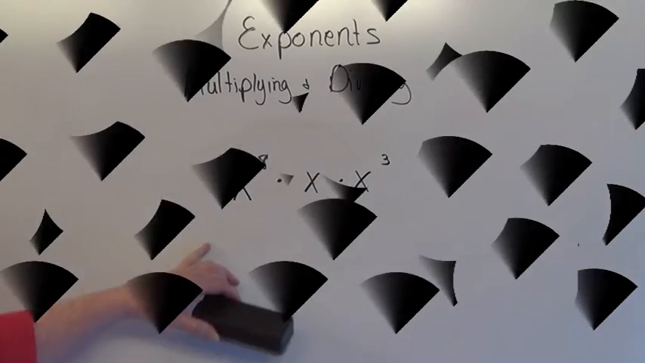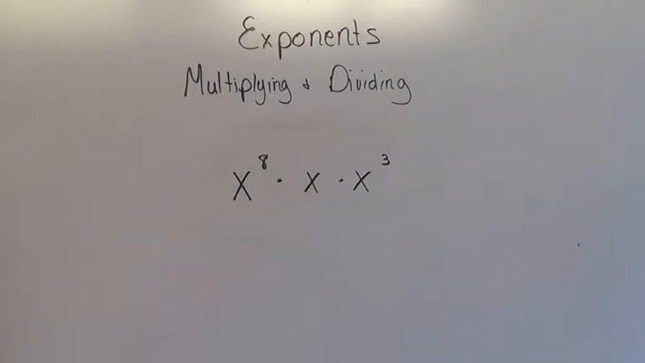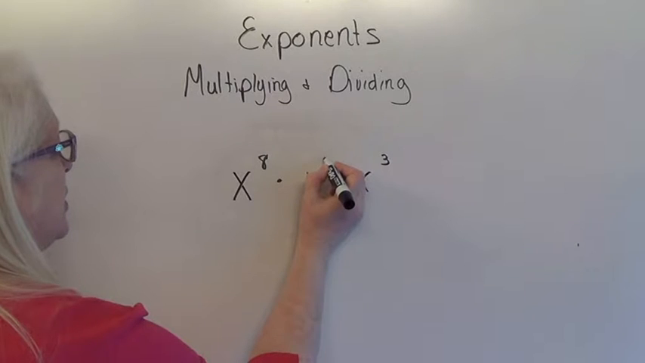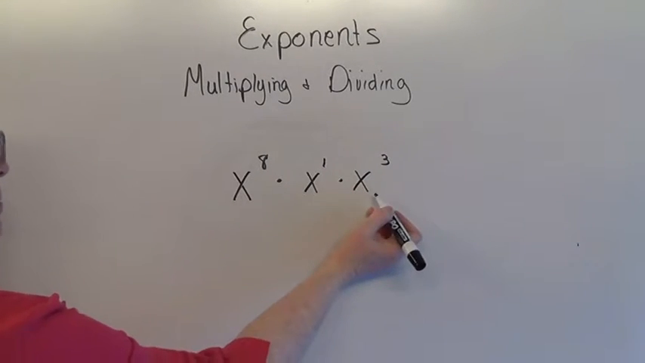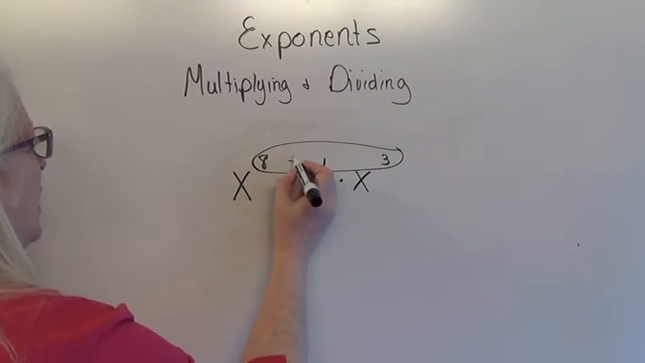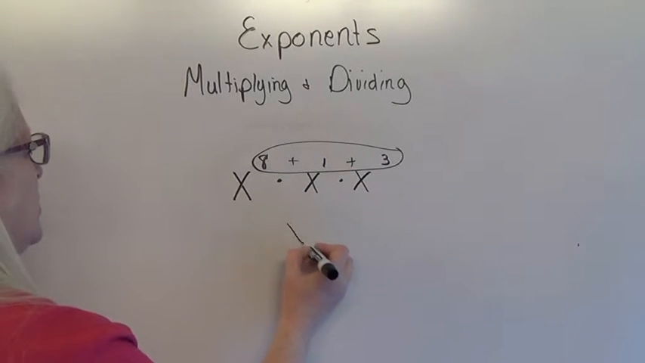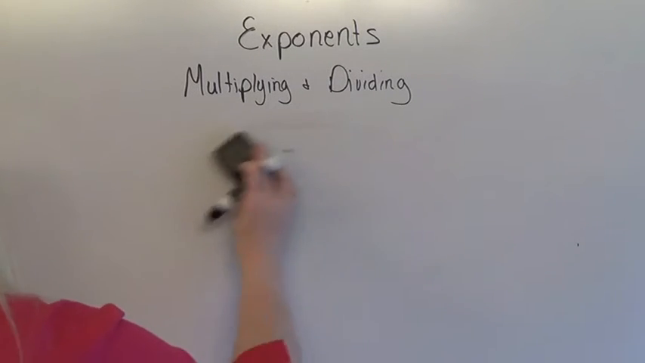This time I have x to the 8th power times x cubed. Well, I'm missing an exponent right here. Every number and every variable has an exponent, and this one is hidden, so it's understood that there is a 1 here. So again, the x is all the same base, and so all I have to do is simply add the exponents. So 8 plus 1 is 9, and 9 plus 3 is 12. So it would be x to the 12th power.